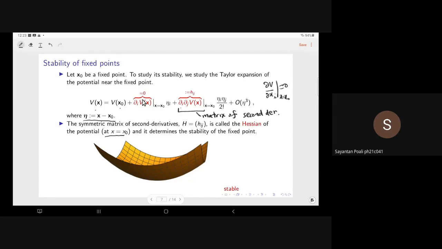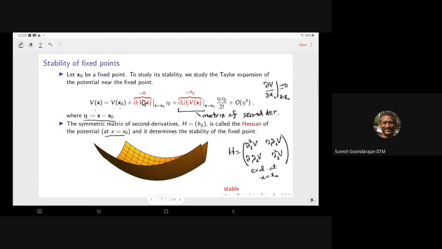No questions? Sir, in Hij, there will be 3 terms, del 2 by del xi, del 2 by del yi, and the mixed derivative. Yeah. So for 2 dimensions, the matrix H will be d1 squared V, d1 d2 V, all evaluated at x naught. That's what this matrix is.